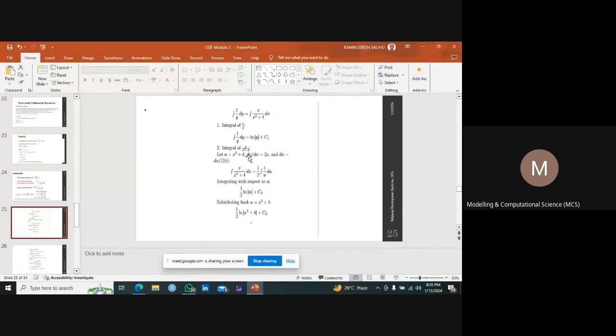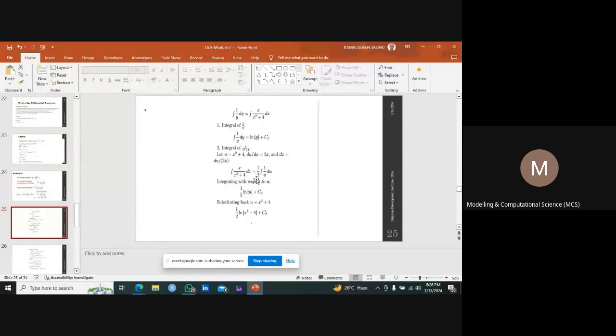Then, differentiating with respect to x, when you differentiate x squared, you have 2x. Then make x the subject of the formula, because you have to substitute back the x. So the x dx will give us u over 2. Putting this back, we have our integral of x over x squared plus 4 dx.